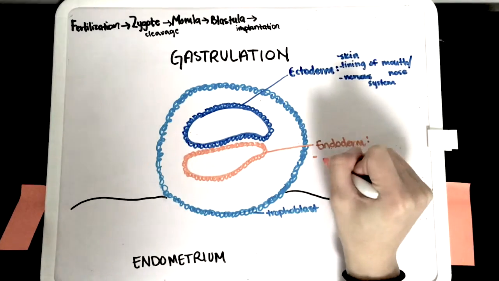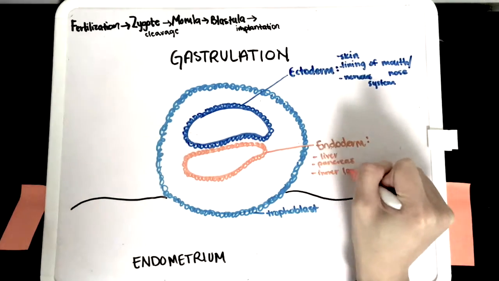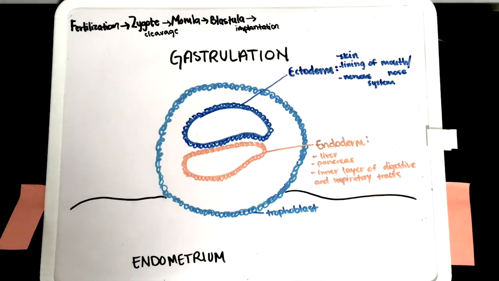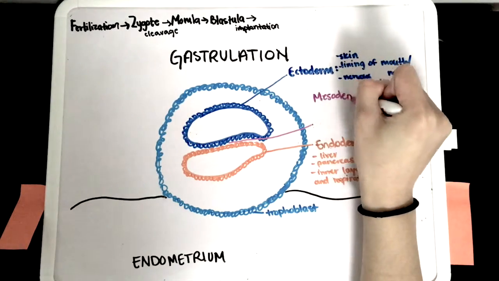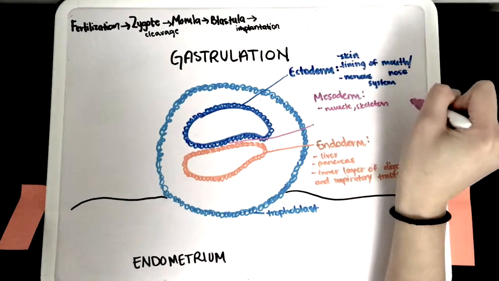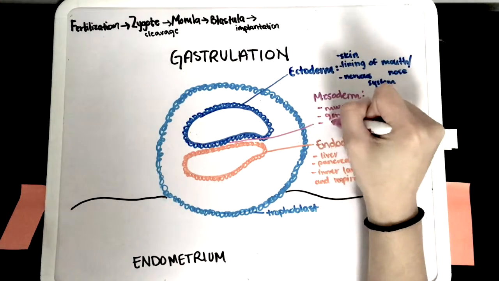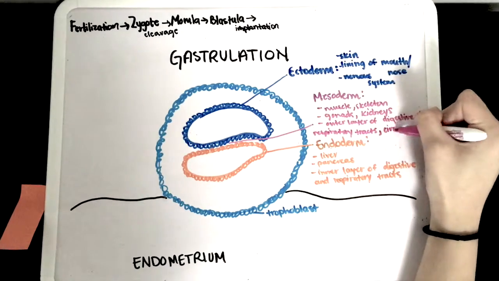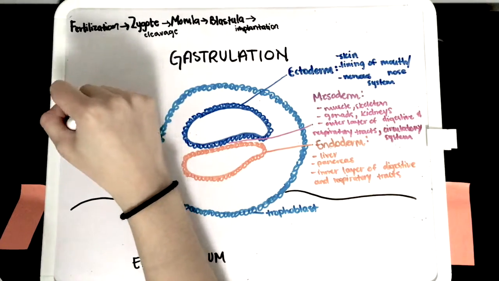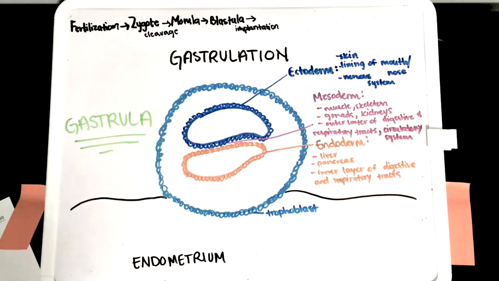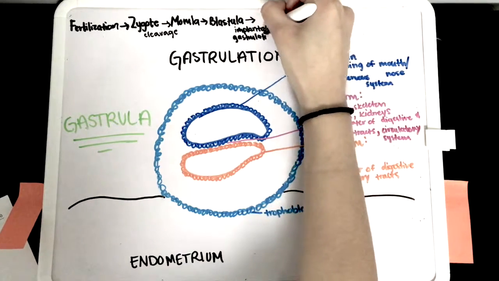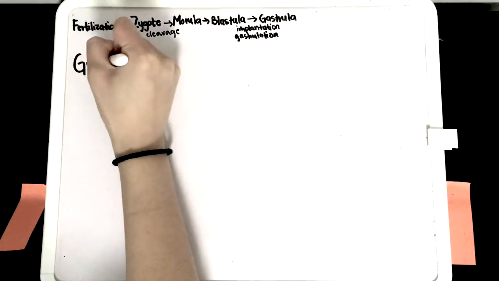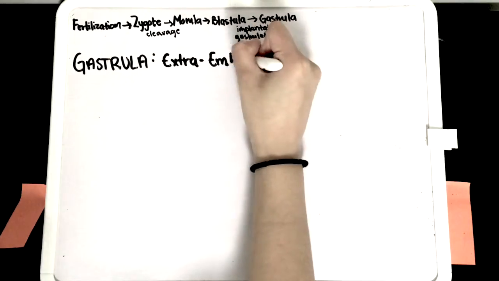The endoderm forms the liver, the pancreas, and the inner layer of the digestive and respiratory tracts. Between those 2 layers is the mesoderm, which forms the muscle, skeleton, gonads, kidneys, and the outer layer of the digestive and respiratory tracts, as well as the circulatory system. After gastrulation, we now have a gastrula. The gastrula then forms the extraembryonic membranes.